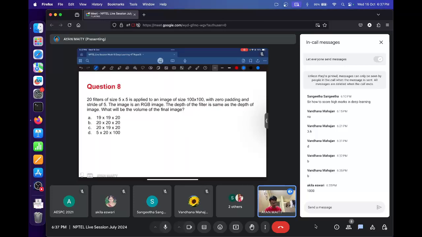So this is on convolutional neural networks or CNN. 20 filters of size 5 cross 5 is applied to an image of size 100 cross 100 with 0 padding and stride of 5. The image is an RGB image. The depth of the filter is same as the depth of the image. What will be the volume of the final image or the shape of the final image? So there are 4 options: 19 by 19 by 20, 20 by 20 by 20, 20 by 19 by 20, 5 by 20 by 100.